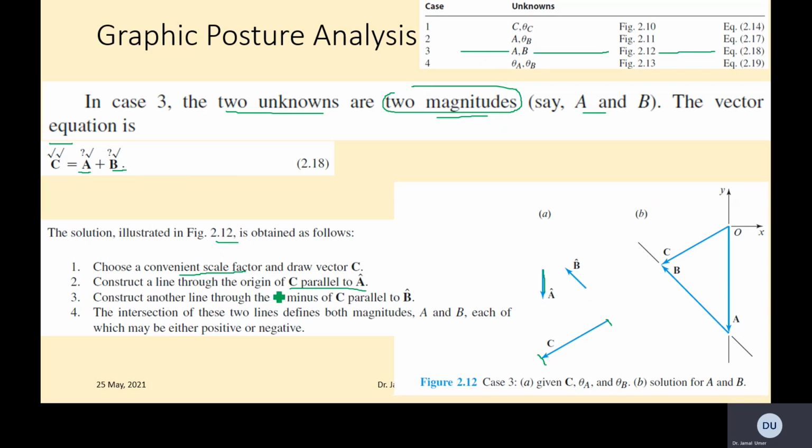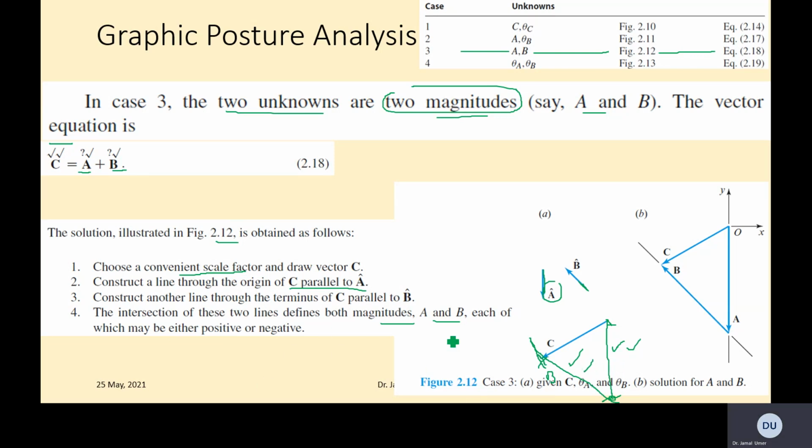So construct a line through the origin of C parallel to A. This A vector, you just draw a line indefinitely, a longer line like that. And then construct another line through the terminus of C parallel to B. So from the end of C, you draw a parallel line like that, parallel to B. Where they are intersecting, that's the point. The intersection of these two lines defines both magnitudes A and B. So you just measure this length, which is for vector B, and this one is for A.